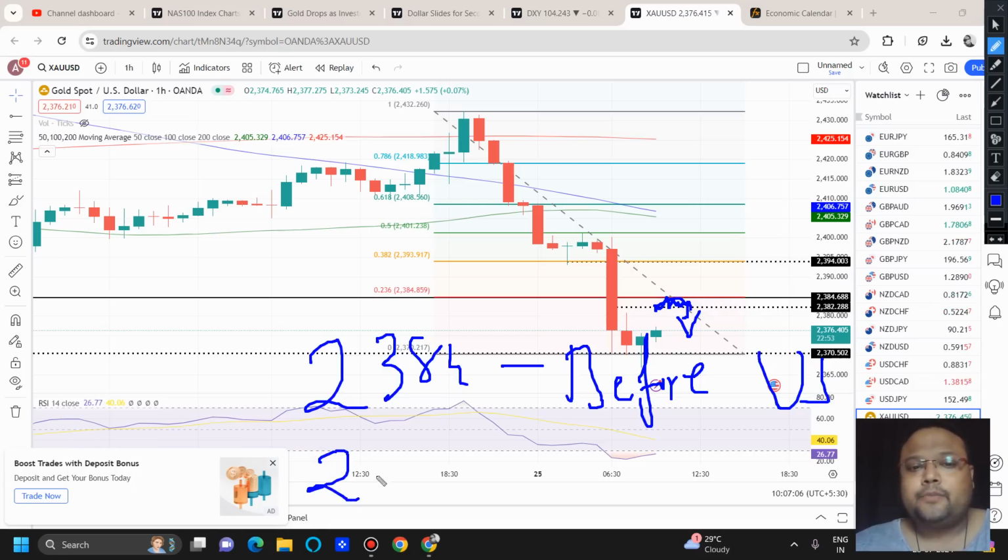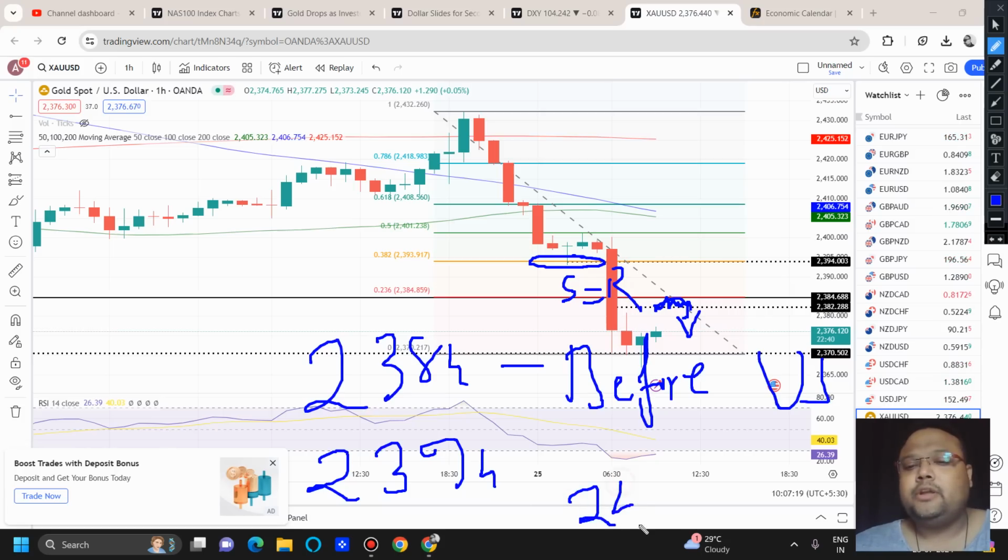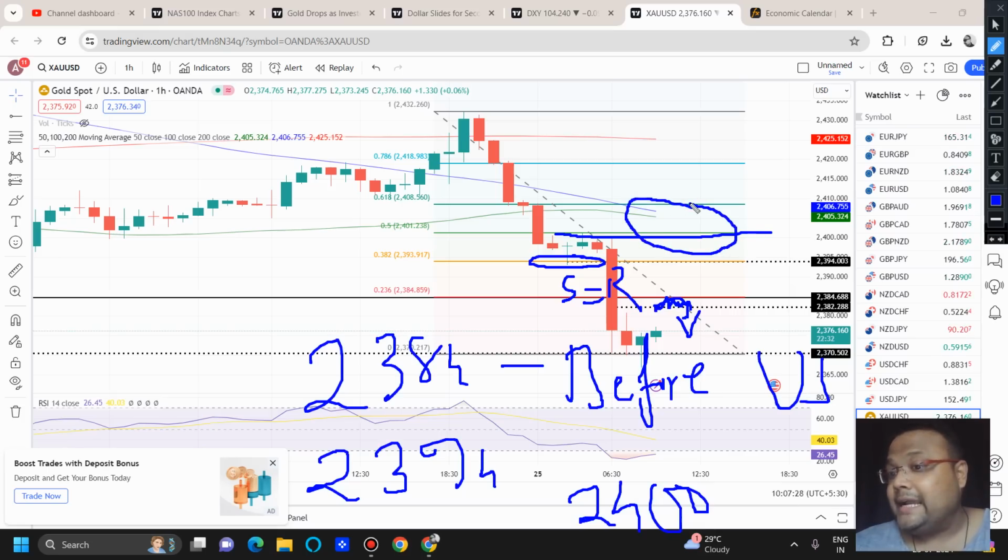The second selling opportunity is around the 2394 area because of the FIBO 38.2% retracement level. Along with that, you can see the previous support will also be acting as resistance, and the third selling opportunity will be around 2400. This is the level from where the market fell. We will also have the moving averages as dynamic resistance, plus 2400 is also a psychological level.